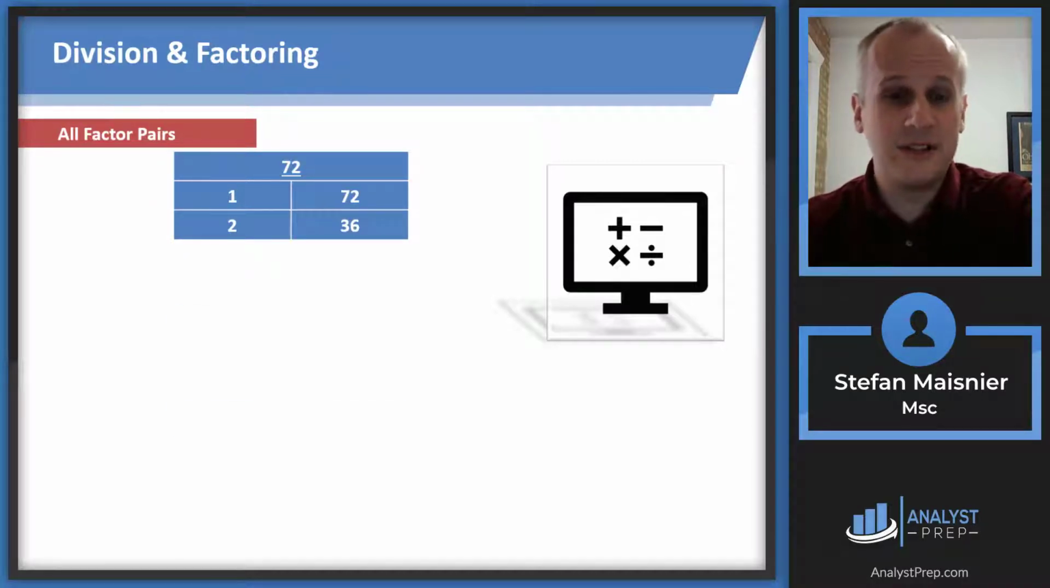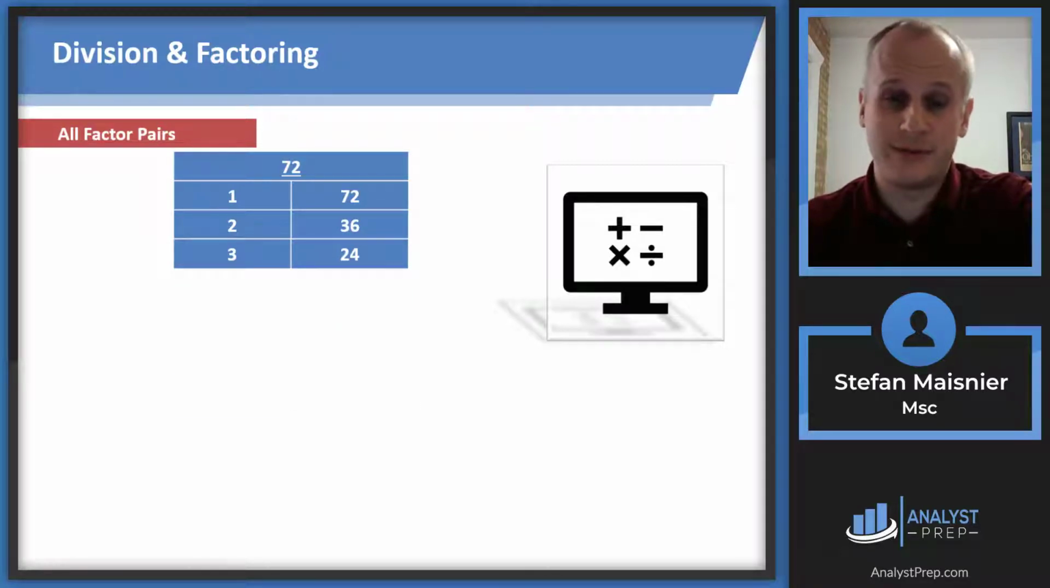Now, 72 is even, so 2 goes in exactly 36 times. We also know that 7 plus 2 is 9, so therefore 3 is going to go in exactly 24 times.